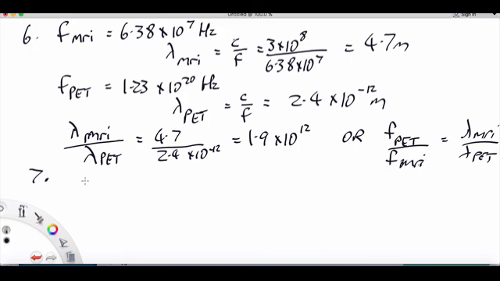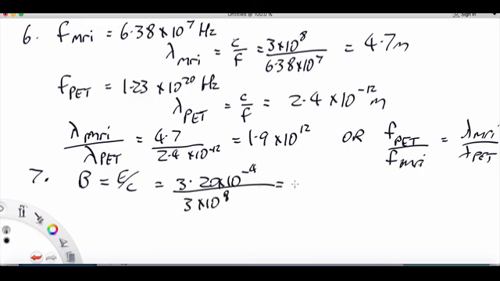Now number 7, we have magnetic field amplitude is the electric field amplitude over C. It is 3.20 by 10 to the minus 4 over 3 by 10 to the 8, and that gives us 1.1 by 10 to the minus 12 Tesla.